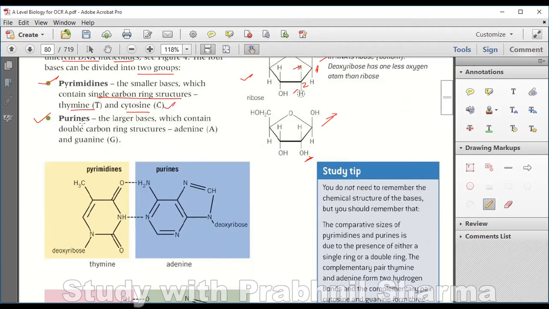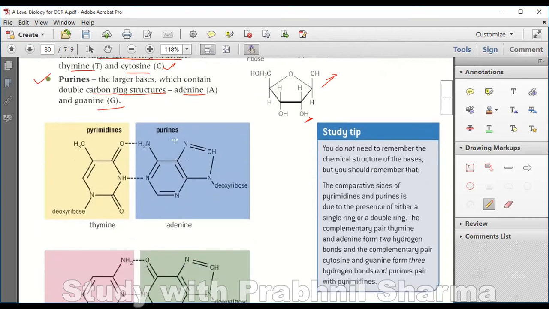Now purines are the slightly larger bases which contain double rings, and the examples are adenine and guanine. Got it? Clear? Now you can see pyrimidines are like this and purines are like this.